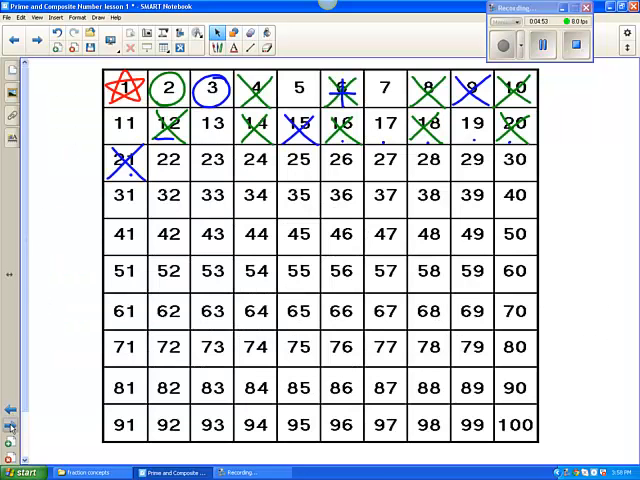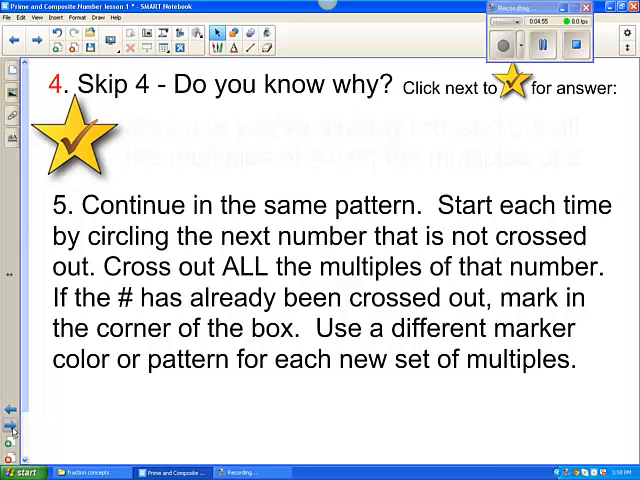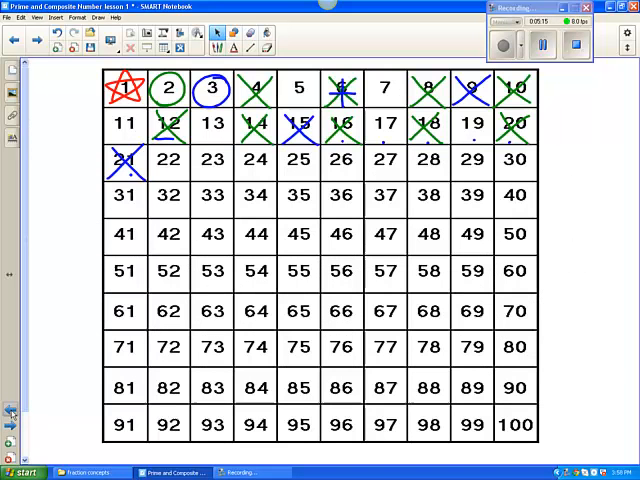So your chart will be completely filled when you're done, and we can skip 4. Do you know why? Because you've already crossed out the multiples of 4 because of 2 times 2. Okay, we're going to continue in the same pattern, starting each time by circling the next number that's not crossed out. So the next one would be 5. It's not crossed out, so we do multiples of 5. Then we do 7 and multiples of 7.